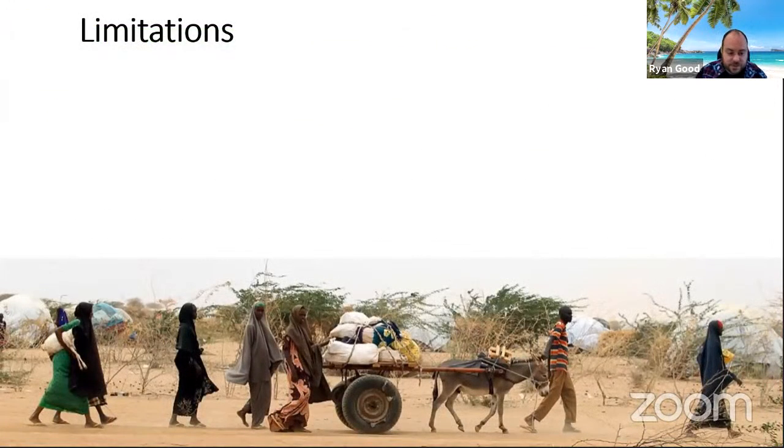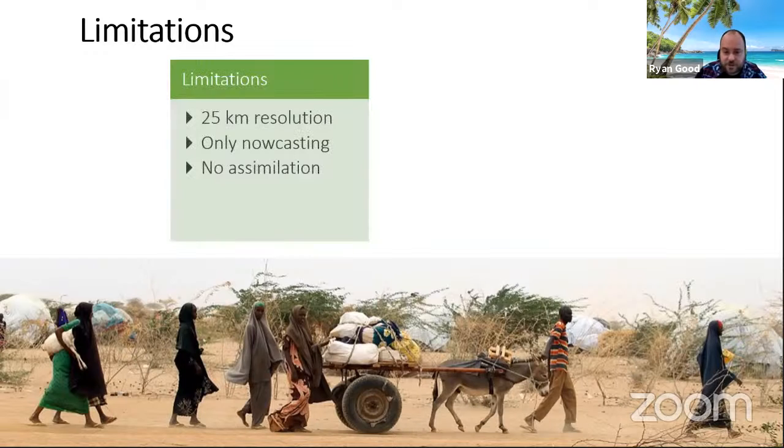There were a few limitations that I should acknowledge of this project. The most notable of which is that it was only able to run at a 25-kilometer resolution, which is a very large pixel size. The NDMA itself evaluates drought risk on a ward level within individual counties, and wards are much smaller than 25 kilometers in some cases. So ideally, this model would run at a smaller 5-kilometer resolution.